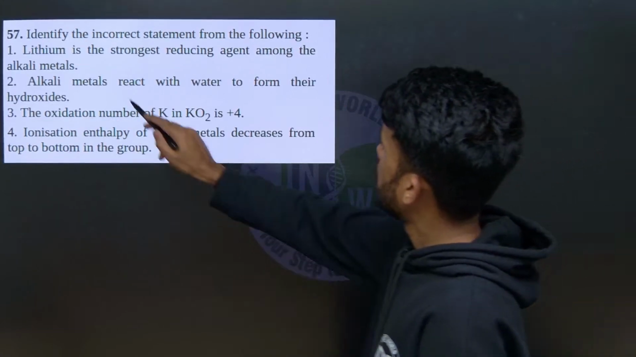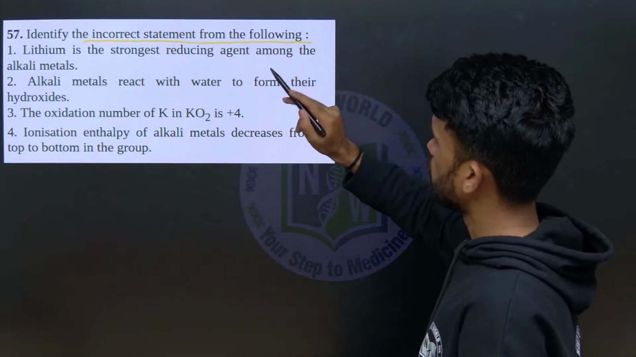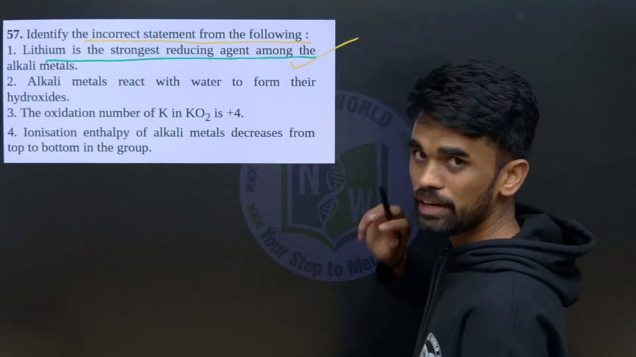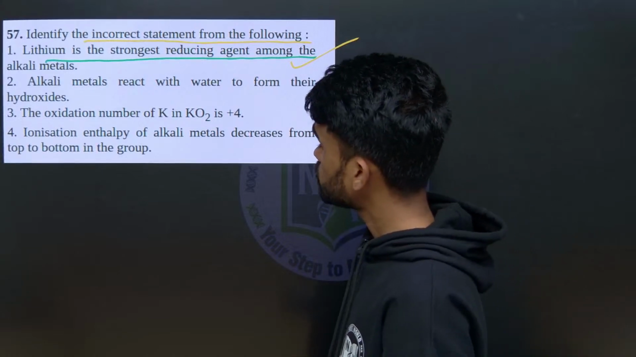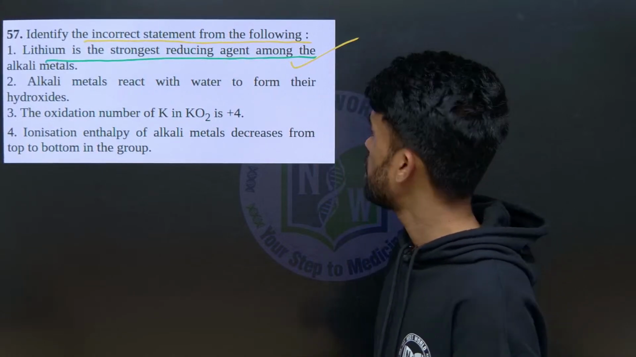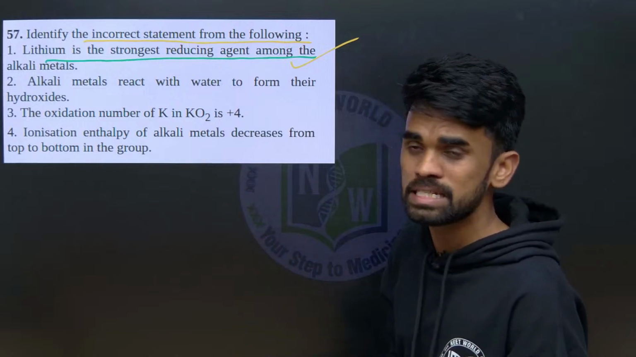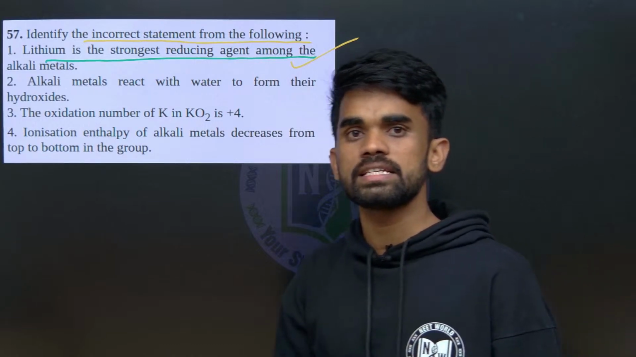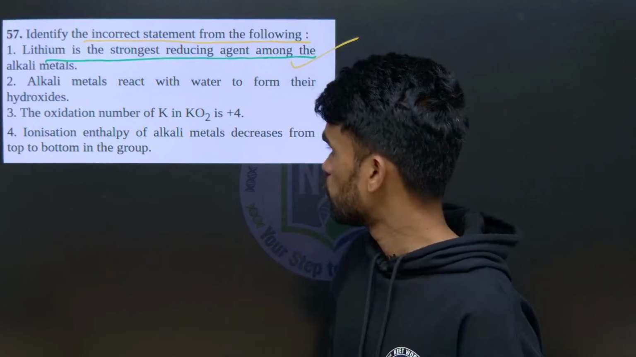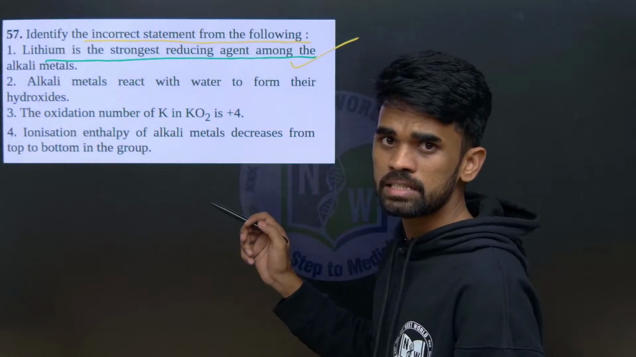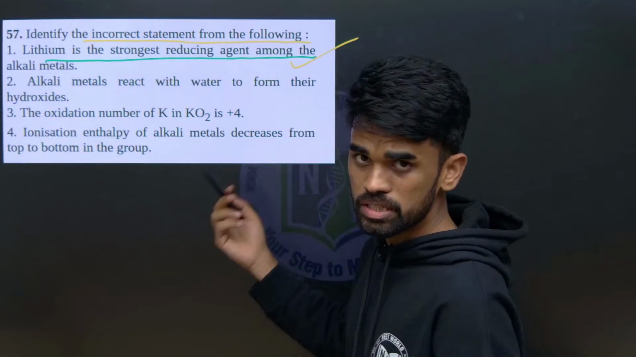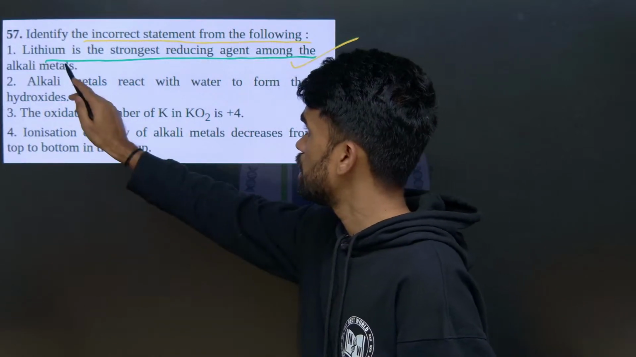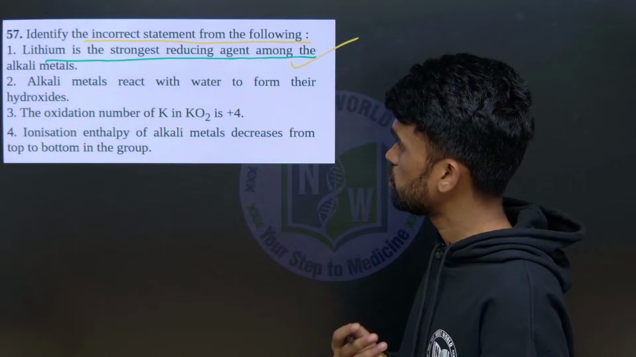Next, identify the incorrect statement for the following. Lithium is the strongest reducing agent among the alkali metals, right. Lithium has the more negative reduction potential value, therefore it is considered the strongest reducing agent. What is the strongest oxidizing agent then? It will be fluorine. Fluorine oxidizes others and reduces itself, therefore we can say it is the strongest oxidizing agent, and lithium is the strongest reducing agent. You can remember these two points.